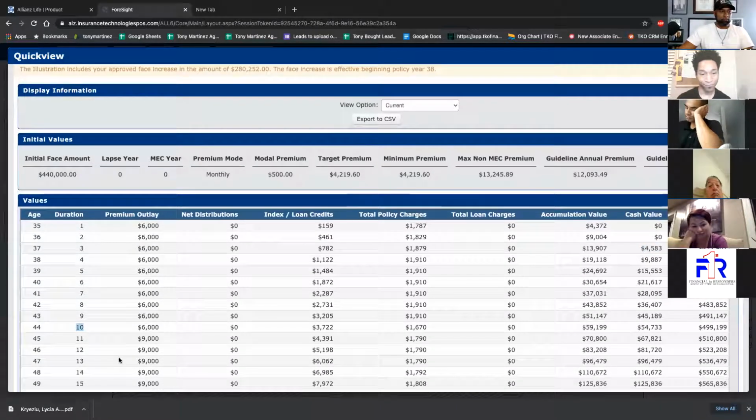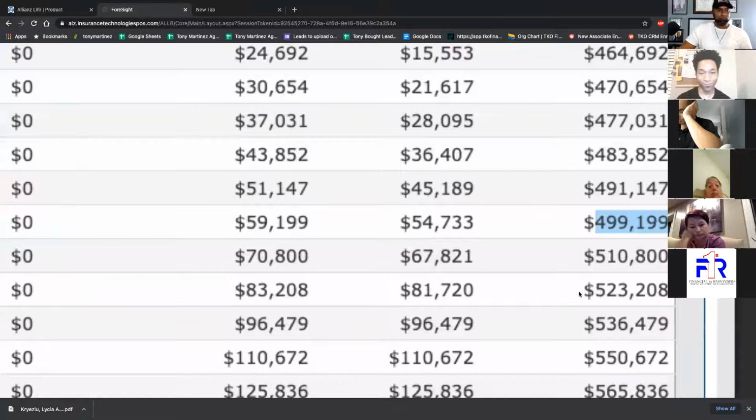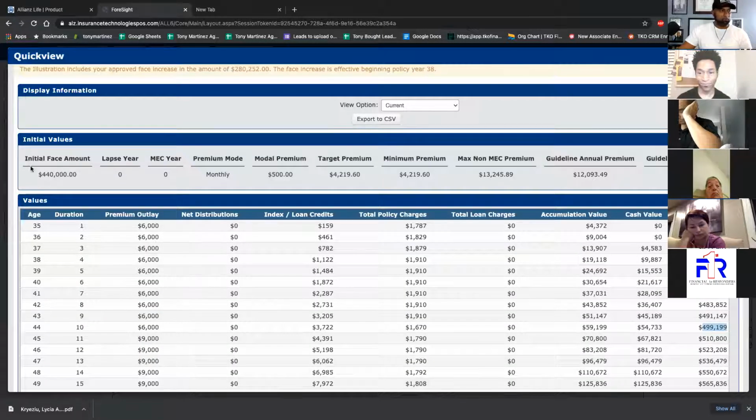Okay? Let's fast forward a little bit. 10th year. By the 10th year, if you add up 6,000 times 10 years, that's $60,000. You've got 59,000 sitting in cash accumulation. That's kind of like your break-even mark. You have in cash value pretty much what you put in. Your insurance is now worth $499,000. Why is that? Because this 440 plus this 59 is equal to this 499. 10th year.